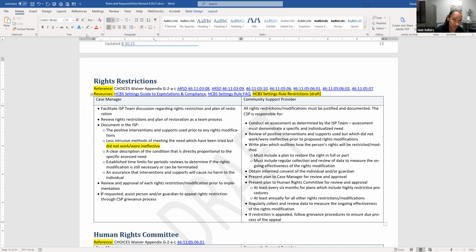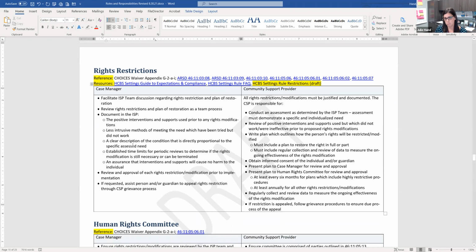CMS says that your rights are guaranteed, and anything that we would consider a rights restriction in the eyes of CMS is a modification. You're modifying somebody's rights. I don't know why they use that word, but there's a lot of things that they do that I don't understand. Restrictions is so negative. That's probably why. Okay. Anything else on this one? Okay. That wasn't so bad.